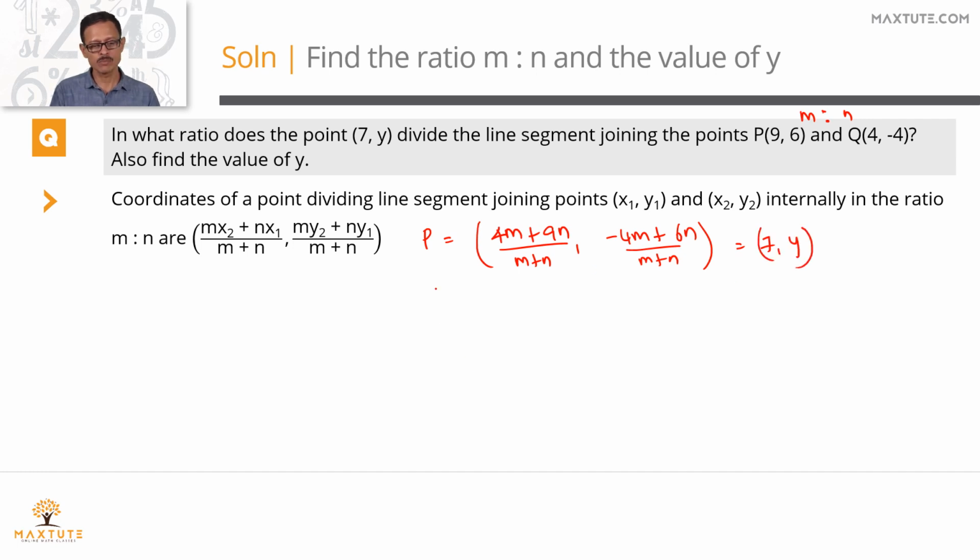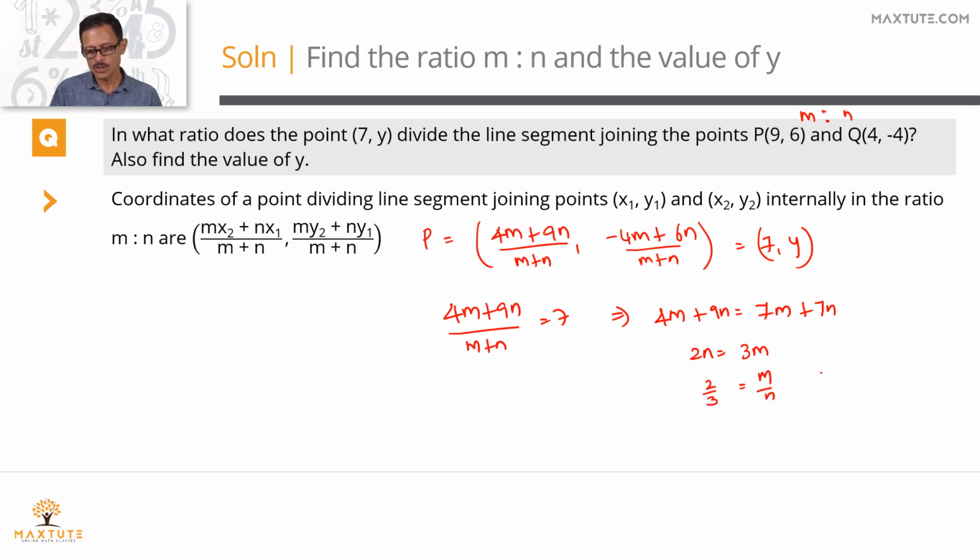Let's equate the x coordinates on both sides. So essentially 4m plus 9n divided by m plus n is equal to 7. Cross multiply and expand it on the right hand side: 4m plus 9n is equal to 7 times (m plus n), which is 7m plus 7n. Take the n terms to one side, we get 2n. m terms to one side, we get 3m. So m by n is equal to 2 by 3, or the ratio m is to n is equal to 2 is to 3. In what ratio does this point divide this line segment? It divides it in the ratio of 2 is to 3.